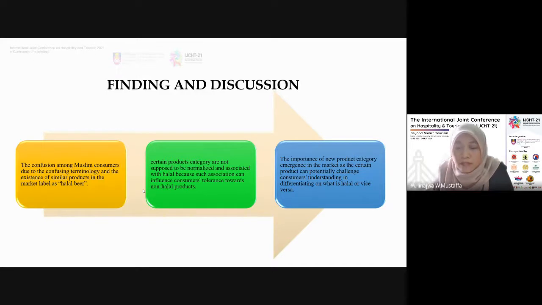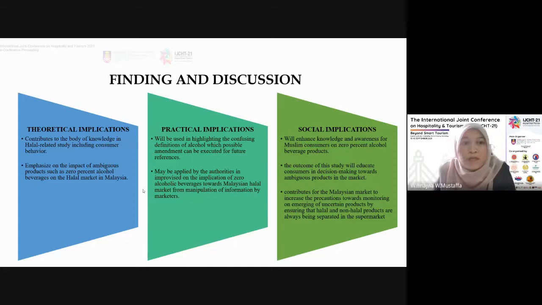Such confusion can lead to more problems in the future for the halal market, as certain product categories are not supposed to be normalized and associated with halal, because such association can influence consumer tolerance towards non-halal products. Apart from that, the study also highlighted the importance of new product category emergence in the market, as certain products can potentially challenge consumer understanding in differentiating what is halal or vice versa. So next we will proceed to the theoretical implications.